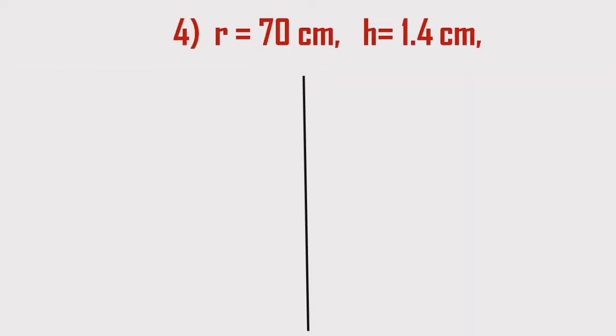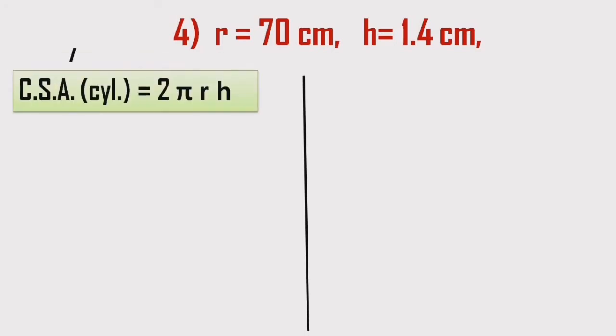The next question is, radius is given to me as 70 and height is given as 1.4. So here both the numbers 70 and 1.4 can be cancelled out by 7, but we have to choose only one of them. So go for 70. Here is the formula for CSA. Substitute the values. Now we can strike out 7 and 70. That gives the answer 10.